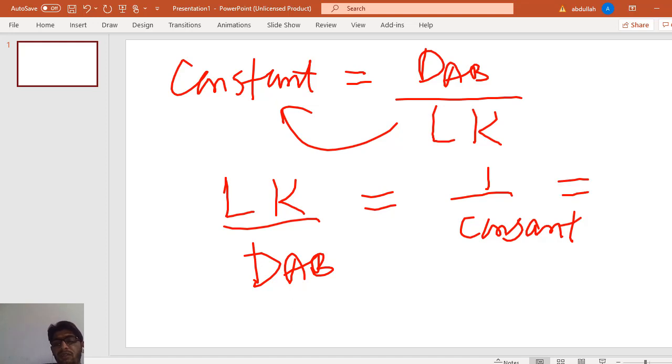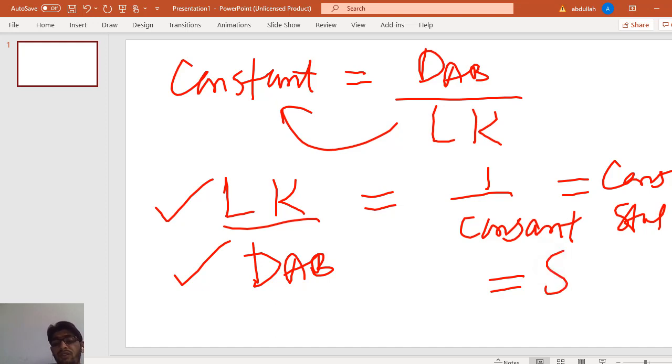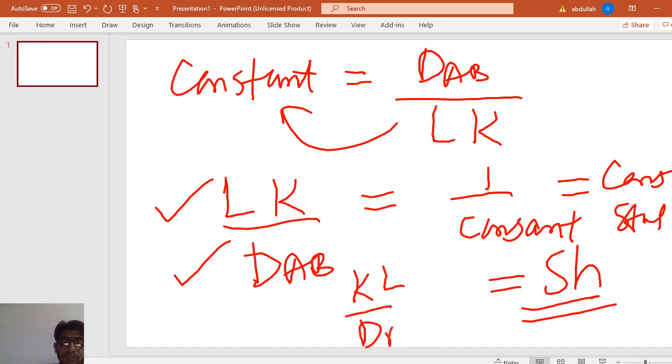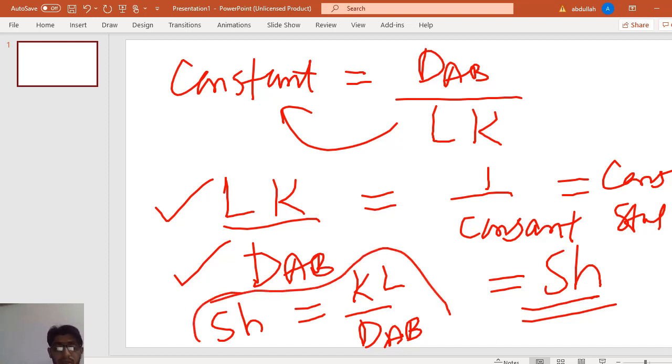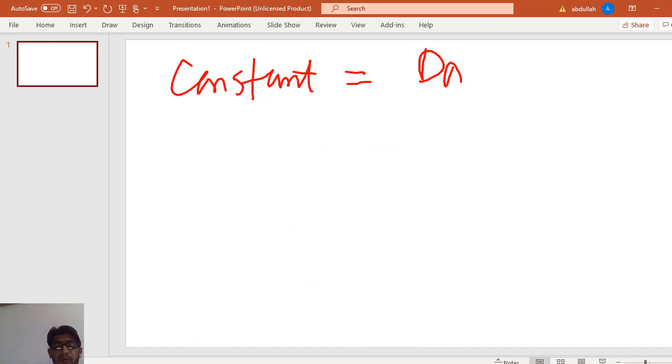1 over constant mean constant, and this is a dimensionless number which is called the Sherwood number, denoted by Sh. So kL divided by D_AB is a dimensionless number called the Sherwood number, and it is a very important dimensionless number in the mass transfer process.